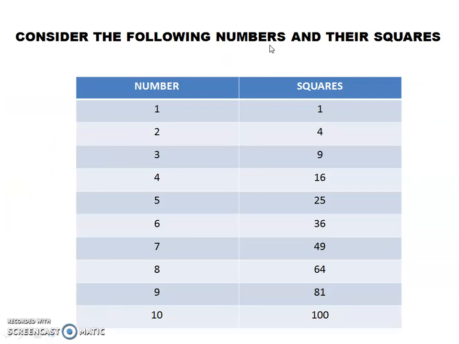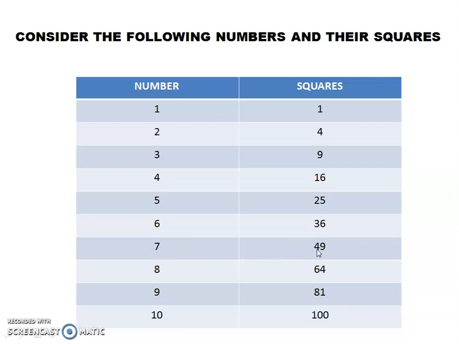Consider the following numbers and their squares. Students, these are the first 10 natural numbers. How will you get the square of these natural numbers? 1. 1 into 1, 1. The number is 2. How will you get the square? 2 into 2, 4. 3. 3 into 3, 9. 4. 4 into 4, 16. 5. 5 into 5, 25. 6. 6 into 6, 36.